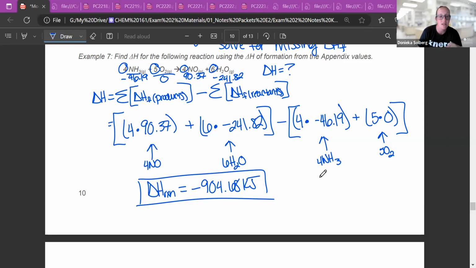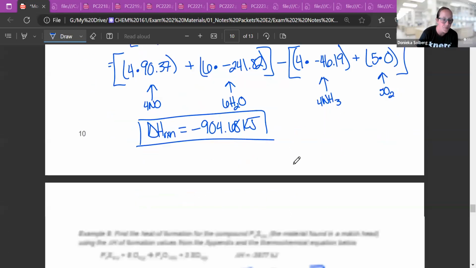Minus the sum of the reactants. Well, I have 4 ammonia, so 4 times negative 46.19, and oxygen is 0, so it's 5 times 0, 0. So it's just 4 times negative 46.19. Then I do my products minus my reactants, and I get negative 904.68 kilojoules. If you do not get negative 904.68 kilojoules, go back and check your signs, okay? Be careful. You're subtracting a negative here, all right? Keep that in mind. Don't drop this negative, okay? Those are going to be important and change your values.